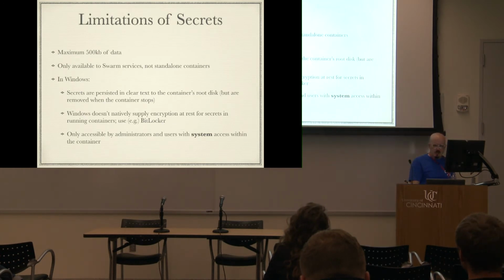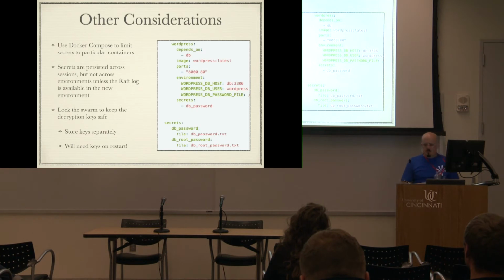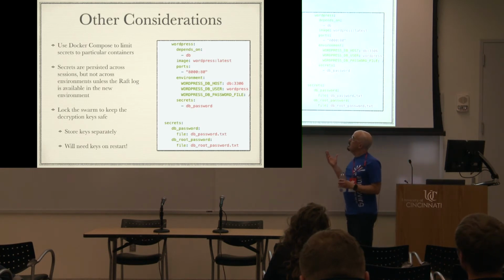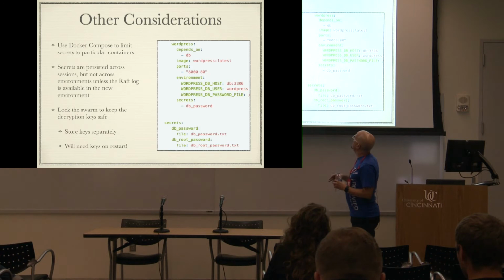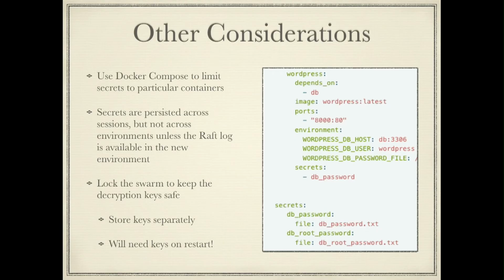And there are some other considerations. You can use, as I mentioned before, Docker Compose. This is a little snippet from a Compose file to expose secrets to particular containers. For example, we're defining a secret called DB password here, the contents of which are defined in this text file. Then we're exposing that secret to the WordPress container by telling it, hey, you have access to this secret, it's called this, so when you look in your run secrets directory, you're going to see this file there.